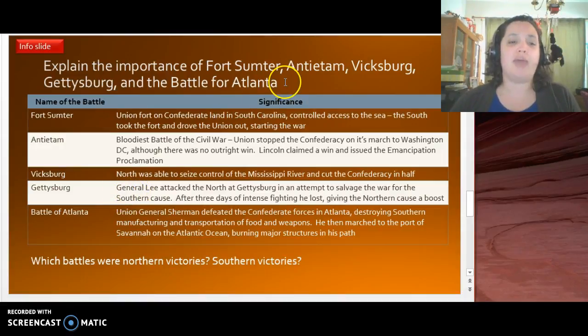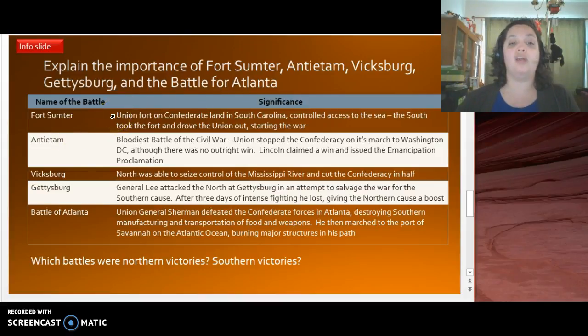All right, I've picked a few battles here that I want to make sure you're familiar with. There are so many battles in the Civil War. Oh my gosh, you can find books and books on just one battle alone. We picked out 5 that we thought were super important, but there are tons of battles. The first one is Fort Sumter.